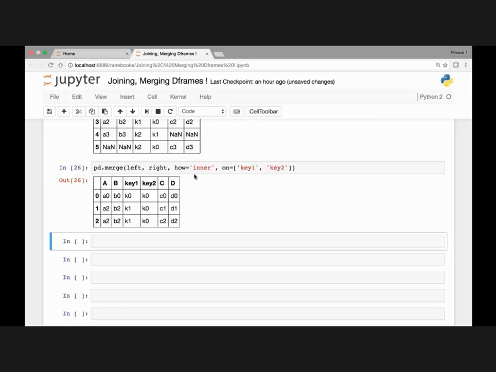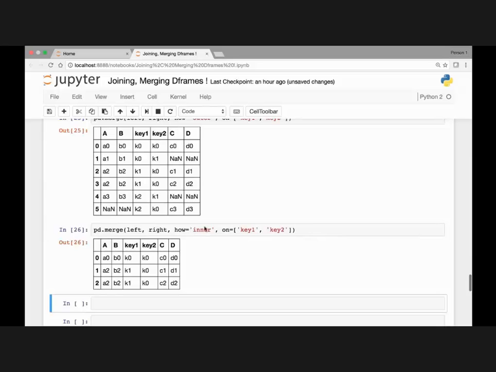So that's what I have for the how argument. And we saw that we can pass one of the following 4 values for the how argument: inner, outer, left, or right.